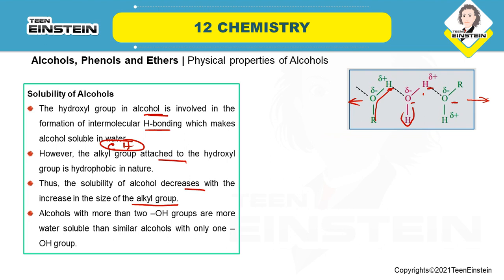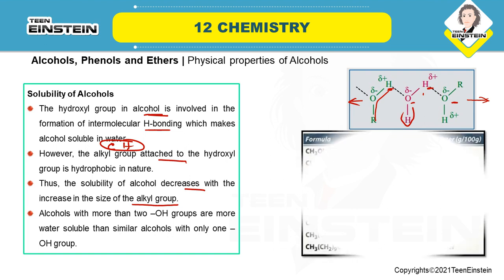Hydro, the word is related to water. So as it has no interest in water, obviously when you are increasing the alkyl group, that is, you are increasing carbon, and when carbon is increasing, obviously hydrogen will also increase. So in that case, solubility will decrease. Keeping the OH group fixed, if you are simply increasing the alkyl group size, solubility decreases.